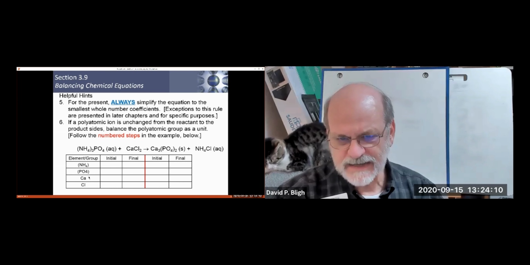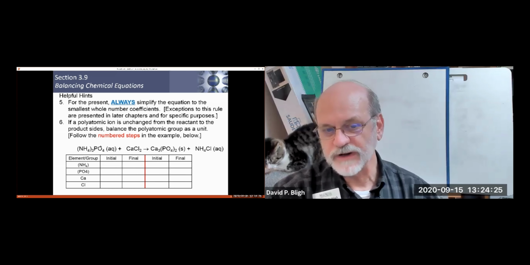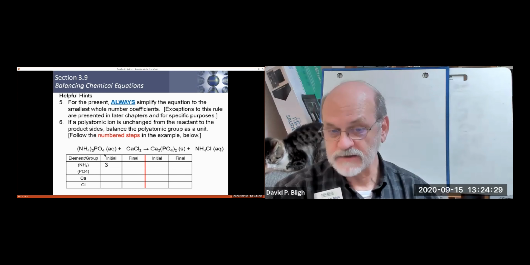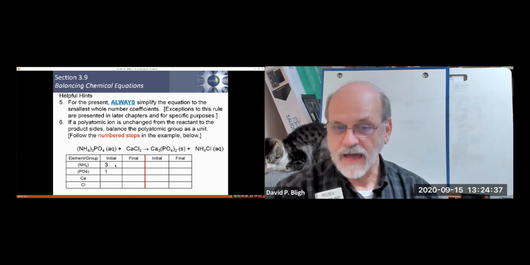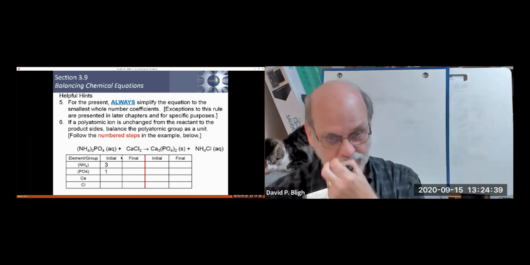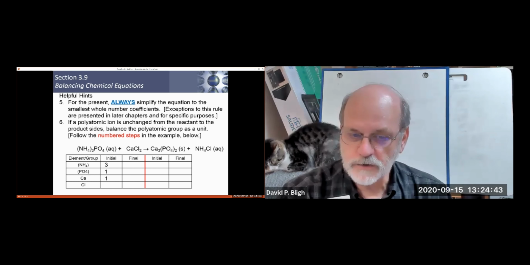Now, what are the initial amounts of each one? The initial amounts on this side, you count them up. How many ammoniums do you have? You have 3. Right? How many phosphates do you have? Just 1, right? This subscript means that there are 3 ammoniums. How many calciums do you have? You're starting off with 1. And chlorines, you're starting off with 2.